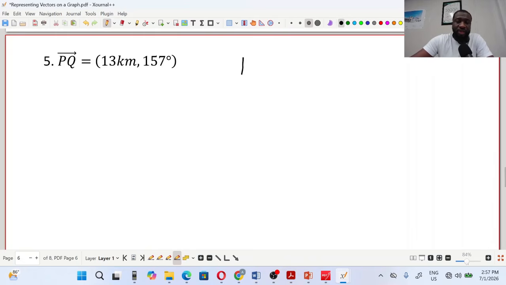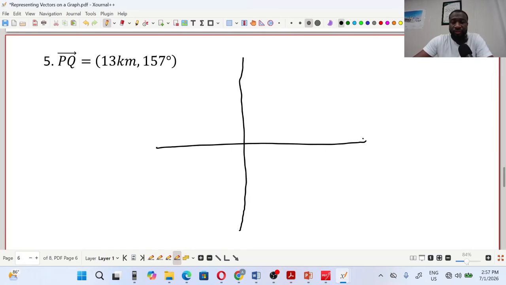Right? So I have my PQ. Let me draw my line. And always measure from your geographical north, right? I know I'm starting from 0. This is my 90. This is going to be my 180. And I have 270 here, right? And I'm measuring from the geographical north. It says PQ. It means I'm starting from P and moving all the way to Q, 13 kilometers, right?